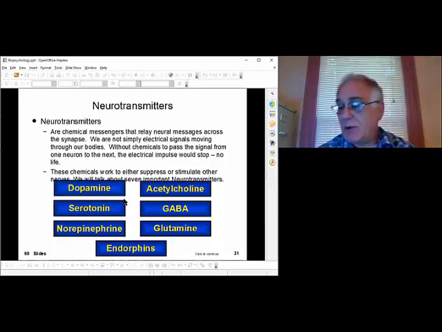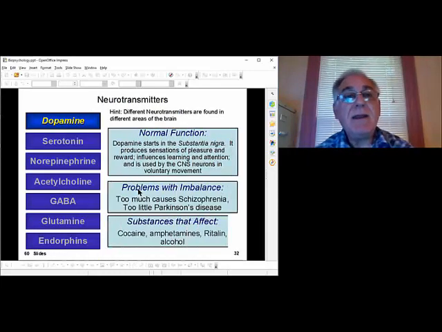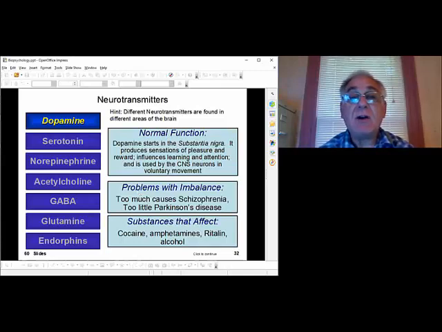So these chemicals, let's start with dopamine first. Dopamine starts in the part of the brain called the substantia nigra. It produces sensations of pleasure and rewards and influences our learning and attention and is also used by the central nervous system in voluntary movements. If you have enough dopamine in your system, then you're able to think about holding your head still and watching my videos. But if you don't have enough dopamine, your head is moving around, your body is jerking and moving, and that's called Parkinson's disease, where too little dopamine causes Parkinson's disease.